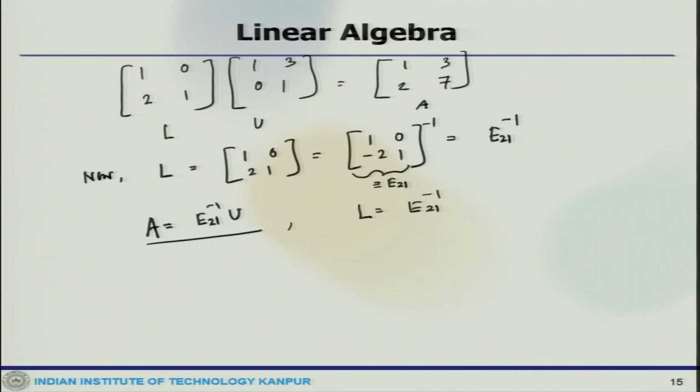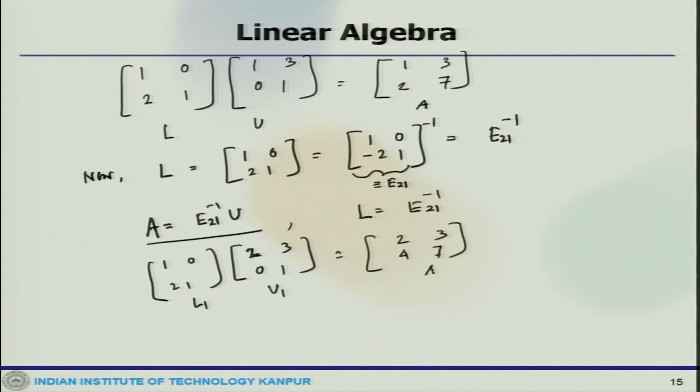Now, an invertible matrix can be decomposed into a lower triangular, diagonal matrix and upper triangular matrix. Let us say we have the same kind of example, where we take [1 0; 2 1] and [2 3; 0 1]. Let us say L1 U1 is [2 3; 4 7], which is A. Okay.